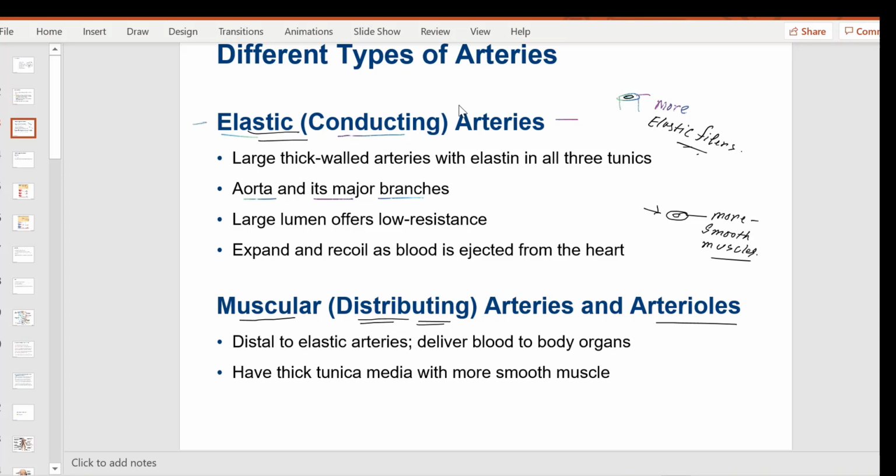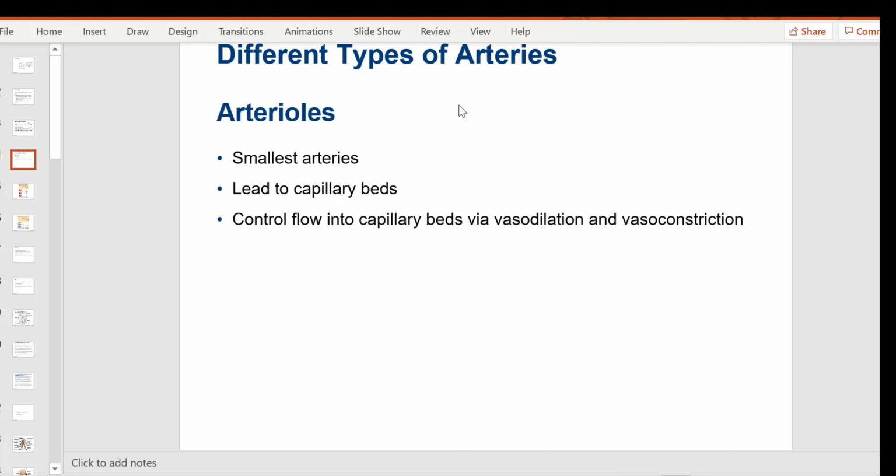Okay, and muscular arteries are called the distributing arteries because from the large elastic arteries, muscular arteries arise and give the blood to different organs, for example to your liver, to your kidney, right? And the smallest arteries are arterioles, and they lead to capillary beds that I showed you in the first slide.